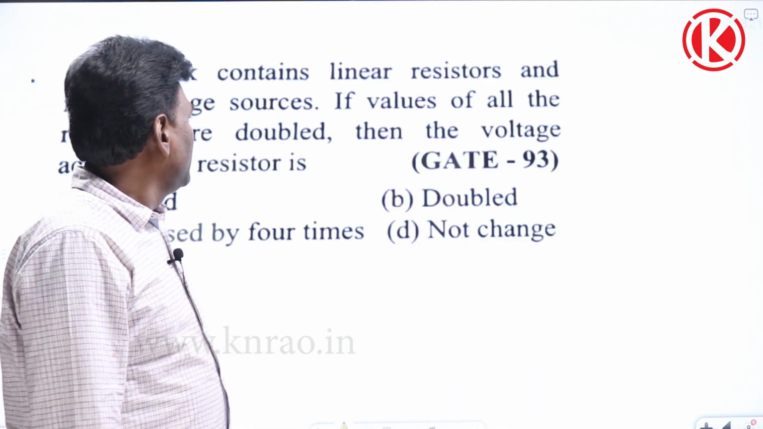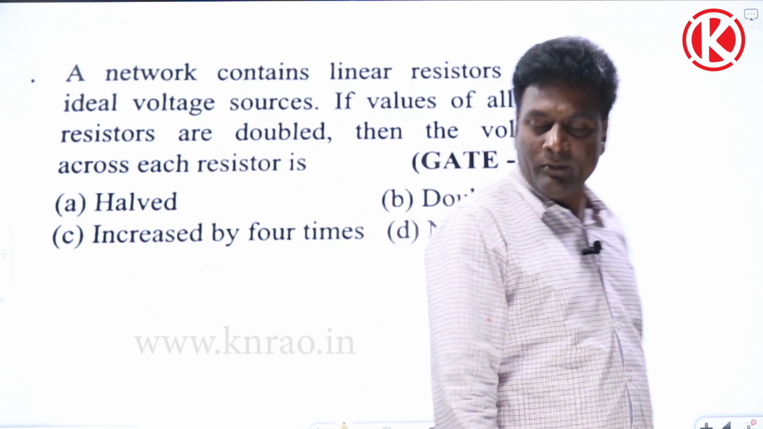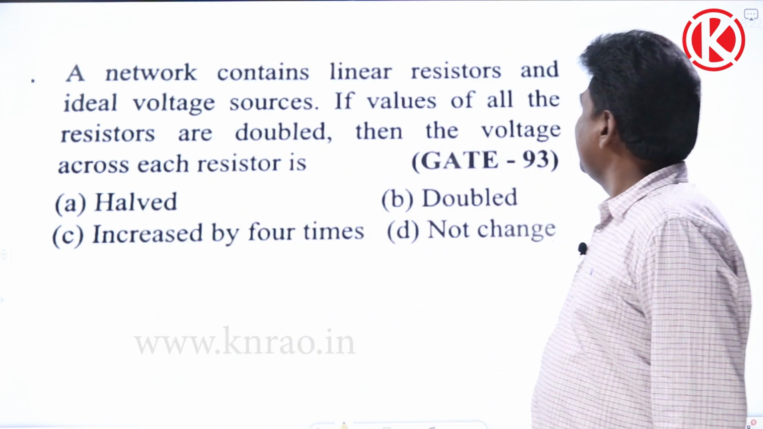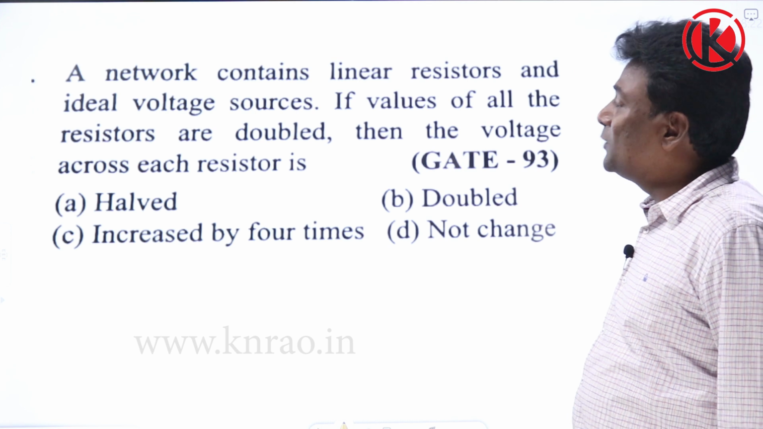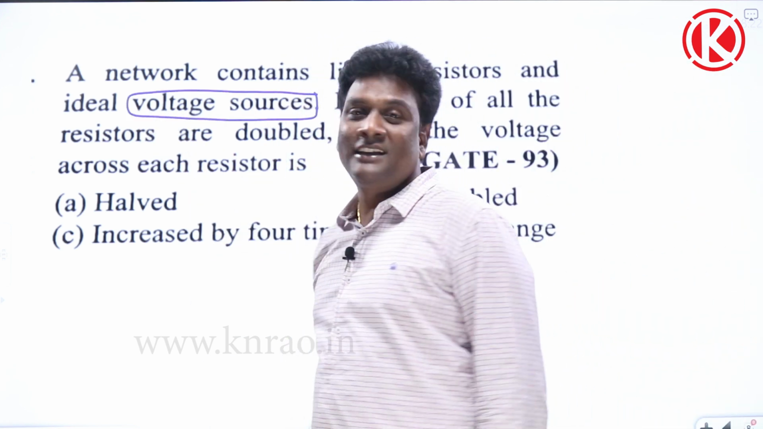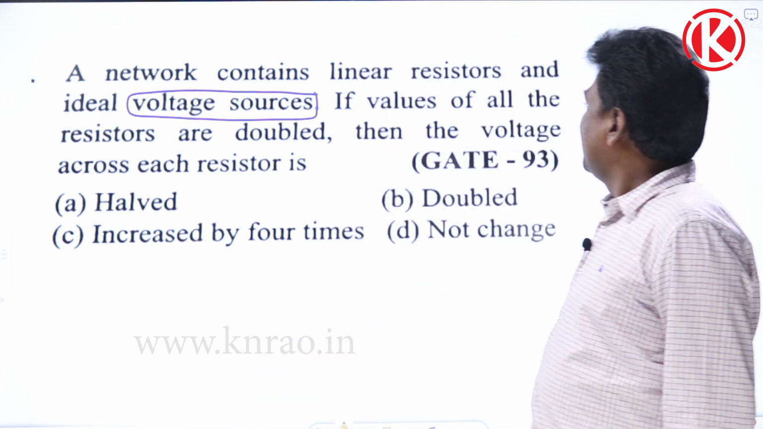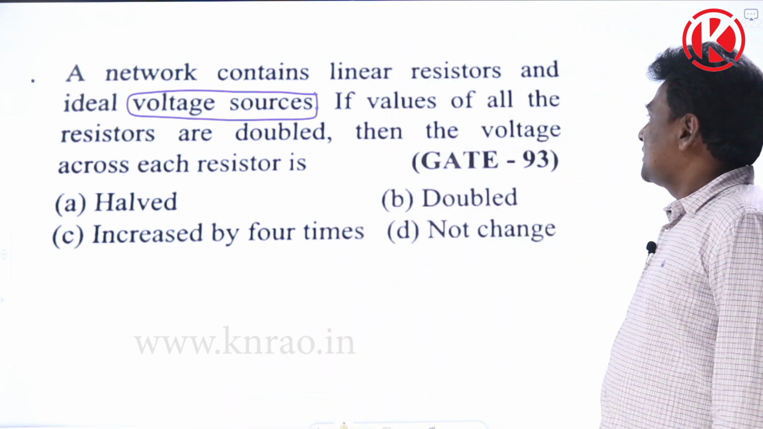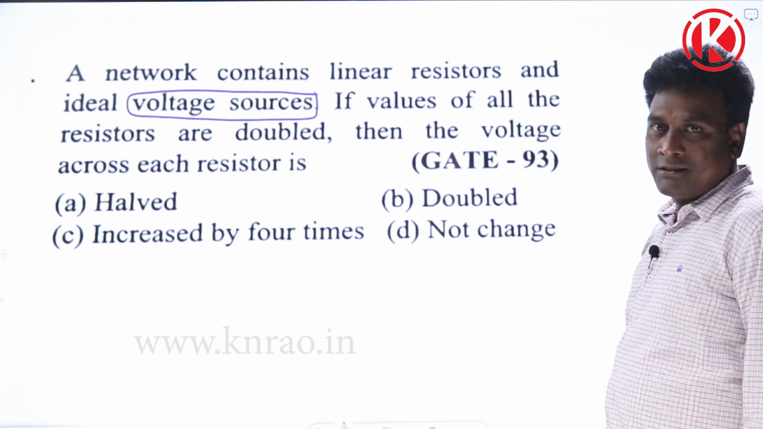Okay. Now let us think of this. A network contains linear resistors and ideal voltage sources. See here, ideal voltage sources. Because if it is a current source, answer would be different. If values of all the resistors are doubled, then the voltage across each resistor.